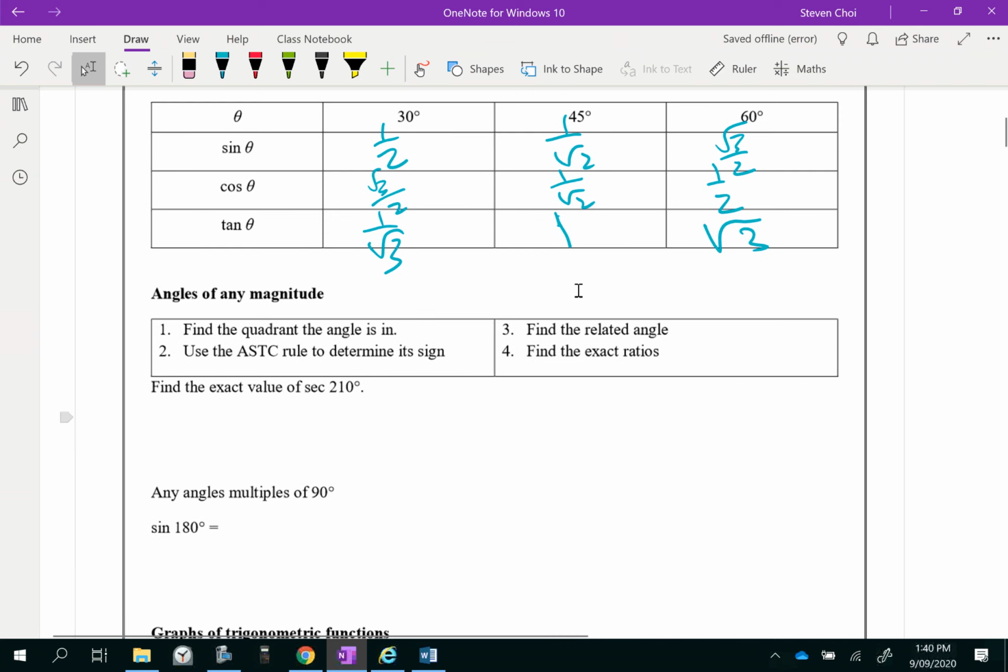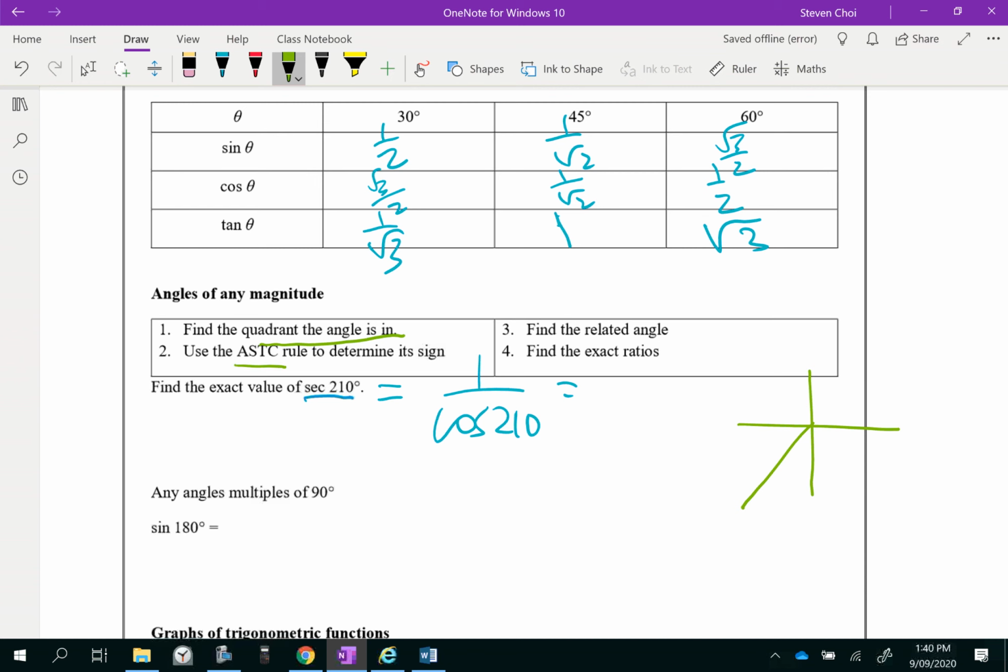Okay, so this is useful when we try to calculate the exact ratios. For example, in this example, sec 210 degrees, you can change that to 1 over cos 210 degrees. And then after that, you have to find what quadrant it is in. This is in the 3rd quadrant. And then use the ASTC rule to determine the sign. So it's all stations to central. So therefore, in the 3rd quadrant, it is negative. Change that to negative.